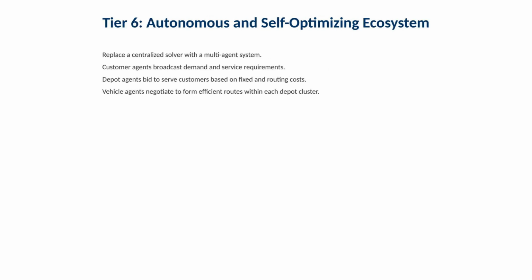Tier 6 replaces a single centralized solver with multiple autonomous agents. Customer agents broadcast demand and service requirements. Depot agents bid to serve customers based on expected costs, and vehicle agents negotiate route construction. The location routing solution emerges from these decentralized interactions, which can scale and adapt more easily.